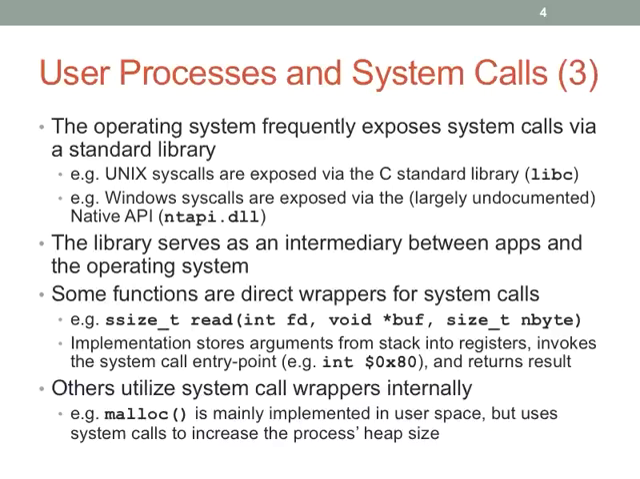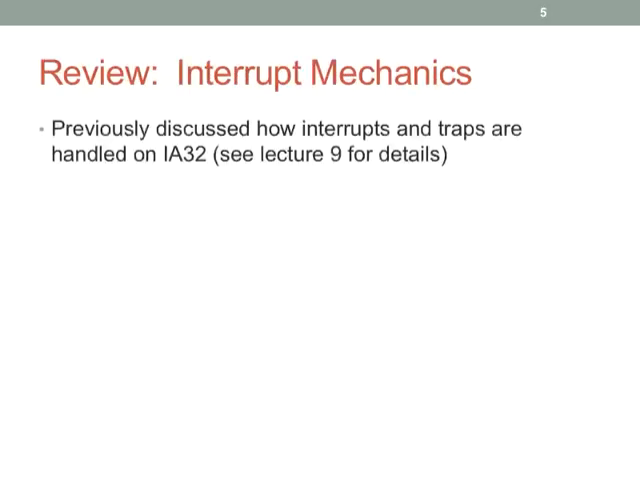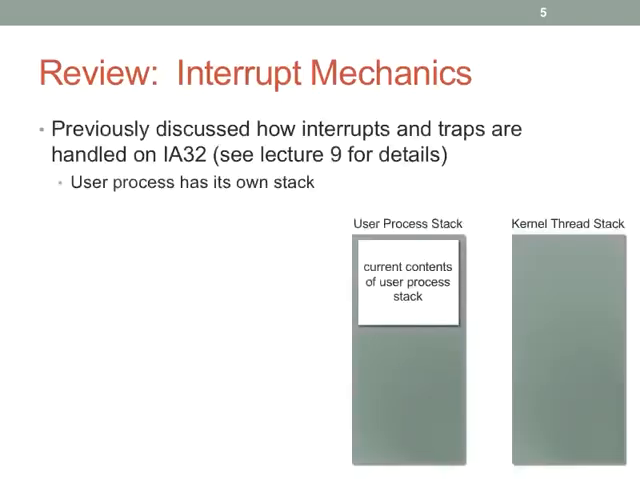Okay, any questions on this? All right, it's pretty straightforward. Now, we already talked about the interrupt and trap handling for IA32. That was in Lecture 9. So now we're talking about user processes.